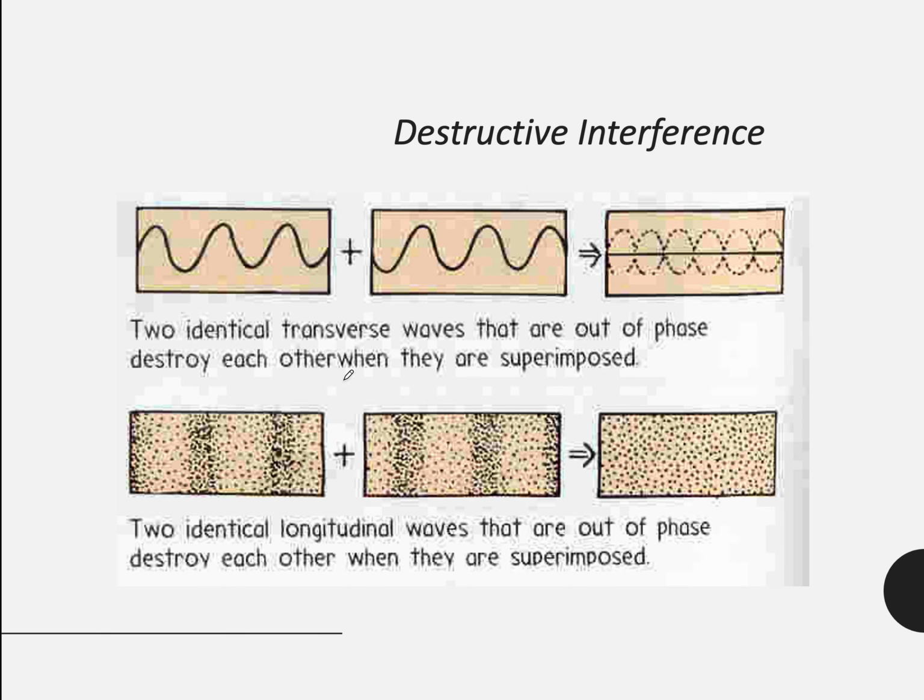What does it look like? Again, here you can see the transverse waves. Here, a crest lines up with the trough. And so what you end up with here is basically nothing. They cancel each other out. In this case, a compression here lines up with a rarefaction here. What do you end up with? Basically nothing over here. No compressions or rarefactions. This is basically what your noise-canceling headphones do.